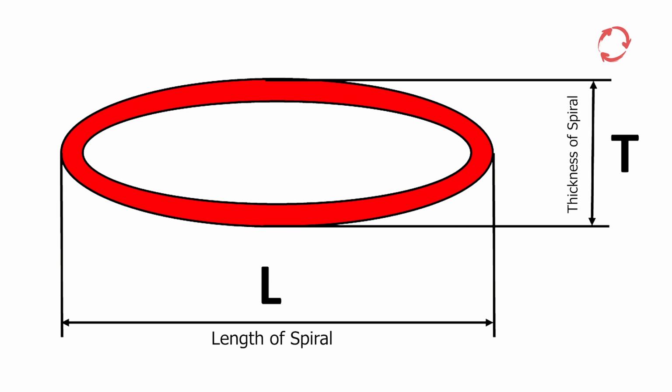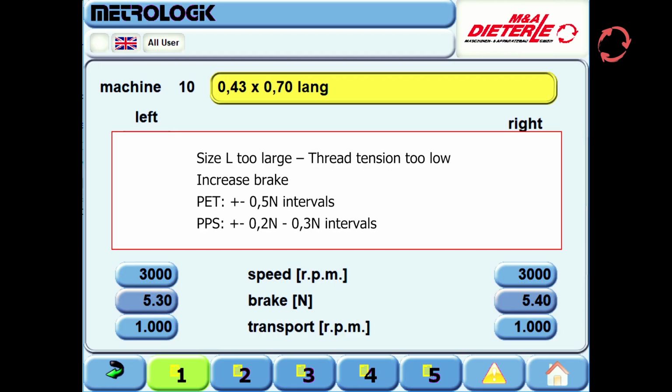Definition of spiral dimensions: L equals length of spiral, T equals thickness of spiral. Size L too large: thread tension too low. Increase process parameter brake, for PET in intervals of 0.5 newtons, for PPS in intervals of 0.2 to 0.3 newtons. Size L too small: thread tension too high. Reduce process parameter brake, for PET in intervals of 0.5 newtons, for PPS in intervals of 0.2 to 0.3 newtons.